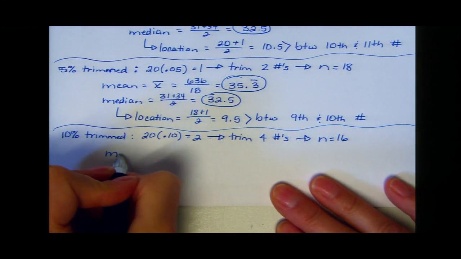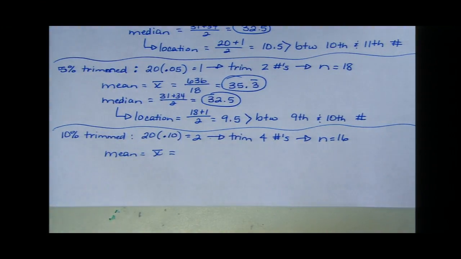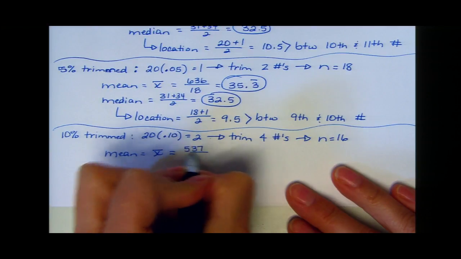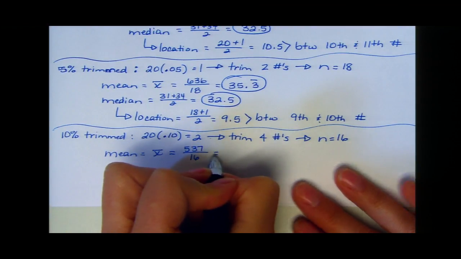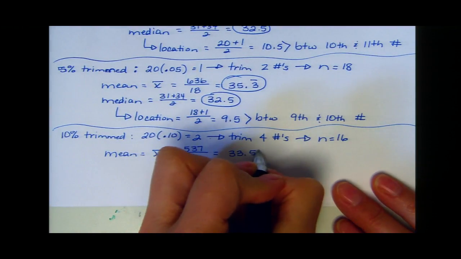So to calculate the mean, or the sample statistic, x bar, we're going to add those 16 numbers, which is 537, and divide by 16, which gives me 33.5625.